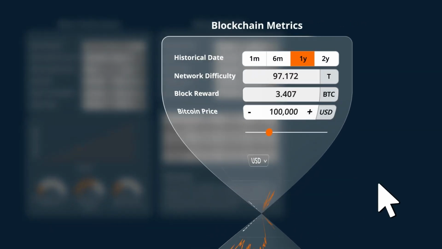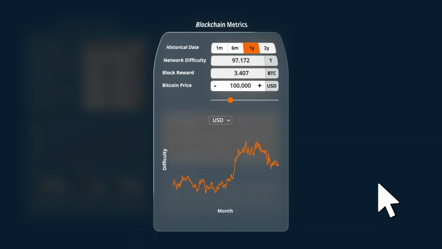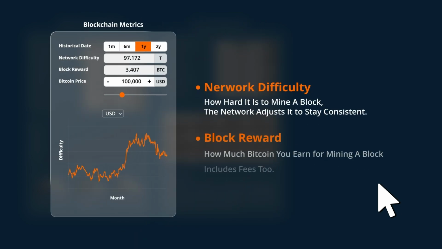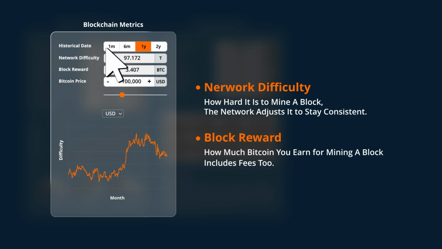The first section of the calculator is called blockchain metrics. This is where you input 3 important values: network difficulty, block reward, and the Bitcoin price. You can choose a historical time range from 1 month to 2 years. Based on your selection, the calculator auto-fills the average network data from that period.